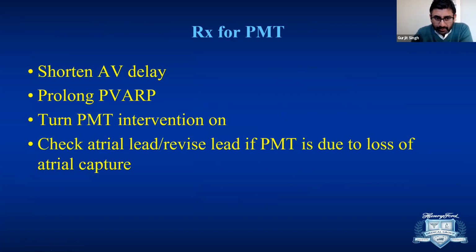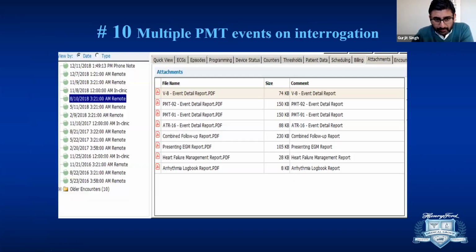And how to fix PMT? You should shorten the AV delays. You can prolong the PVARP, turn the PMT intervention on, which is usually on for most pacemakers. And if despite all that it doesn't work, then you need to check your lead, revise leads if there is loss of atrial capture. Okay, next patient, and now we talk about PMT.